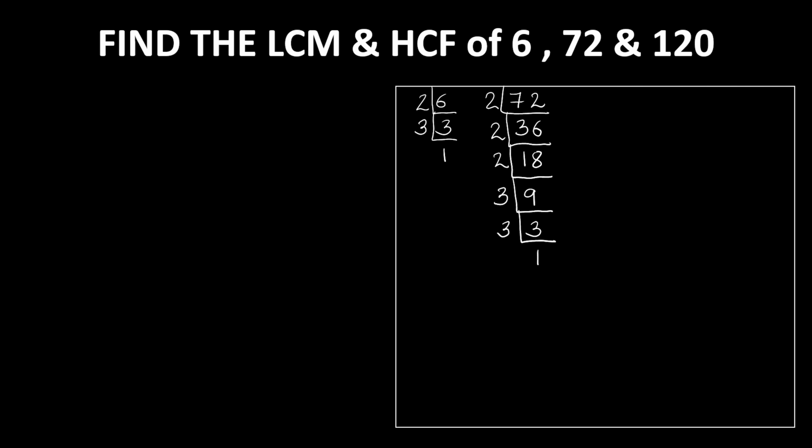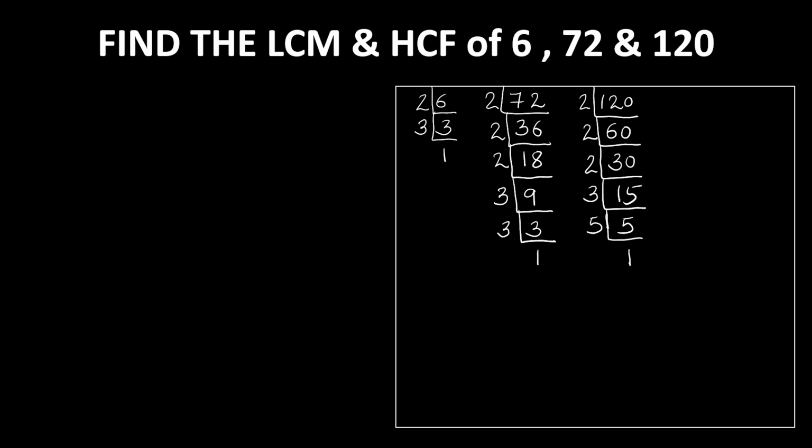Now, we are going to do the prime factorization of 120. So, let's divide it by 2 first of all. We will get 60. Now, let's divide 60 by 2. We are going to get 30 now as a quotient. If we divide 30 by 2 again, we are going to get 15. Now 15 cannot be divided by 2. So we are going to divide it by 3. 3 5s are 15. Now we will divide 5 by 5 in order to get 1. So here we have done the prime factorization of all these three numbers.